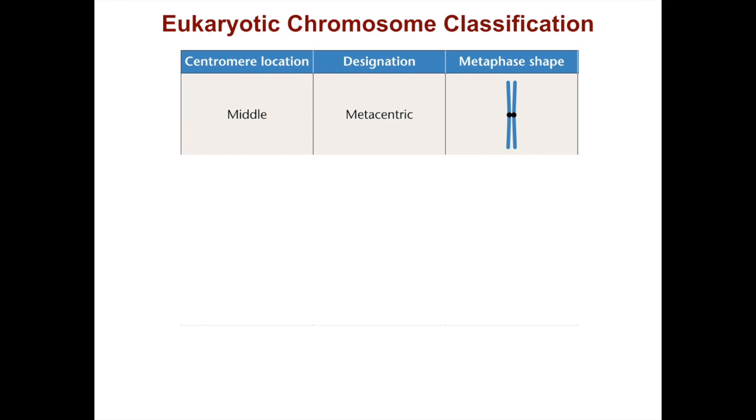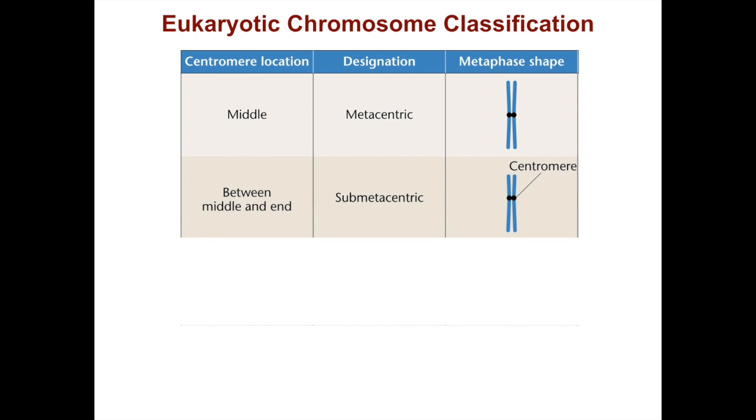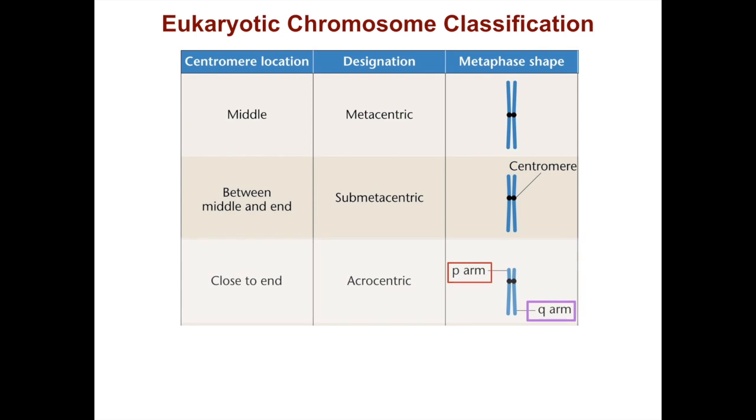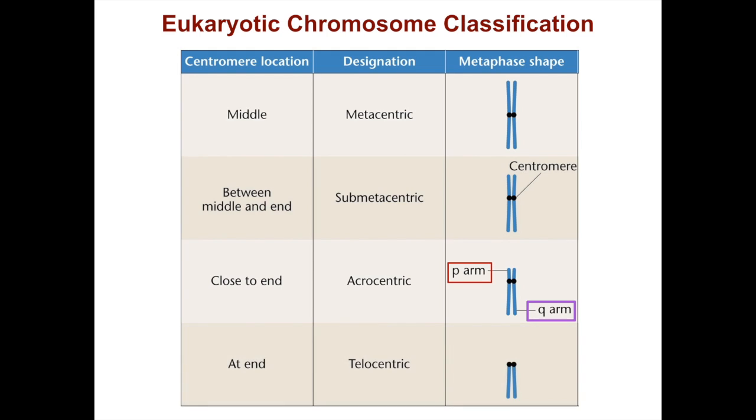So if the centromere is in the middle, the chromosome is designated as metacentric. If the centromere is located between the middle and the end, it is submetacentric. If it is located close to the end, it is acrocentric, and the two arms of the chromosome are called P and Q. P is the shorter arm and Q is the longer arm. And if the centromere is located at the end of the chromosome, it's a telocentric chromosome.